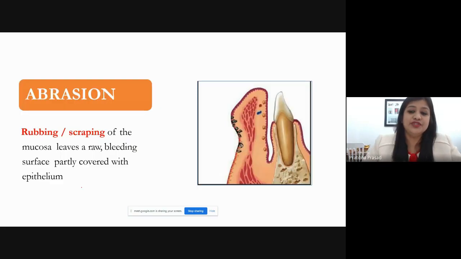So I just want you to understand a few types of oral wounds. We'll start with abrasion, okay? Abrasion is basically caused by friction or rubbing. So you can see here, this is an example of abrasion. This leaves behind a very raw bleeding surface, but it is still partly covered by the epithelium.